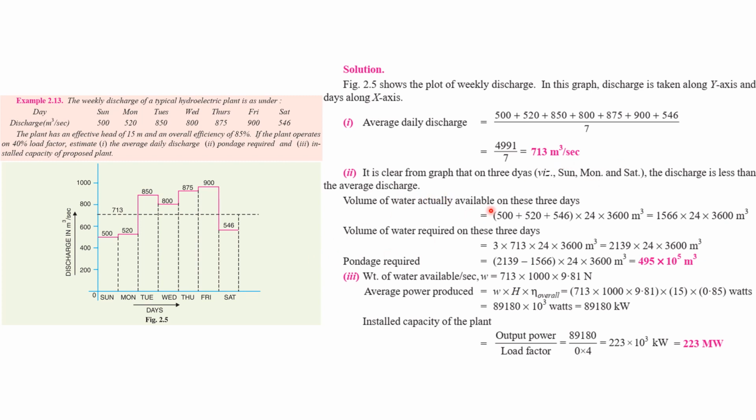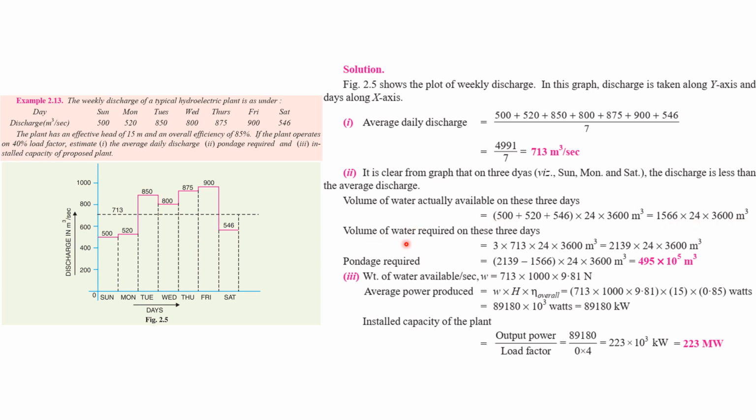So the volume of water actually available on these days is 500 meter cube per second on Sunday, Monday 520, and Saturday 546. Multiplied by the total number of hours in a day, and the total number of seconds in 1 hour, you will get the aggregated volume of water available in these 3 days. So that gives you 1566 into 24 into 3600 meter cubes.